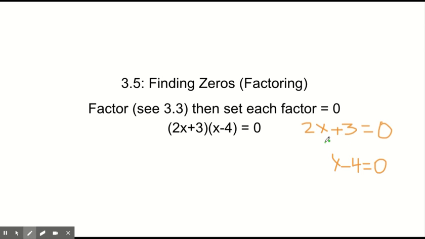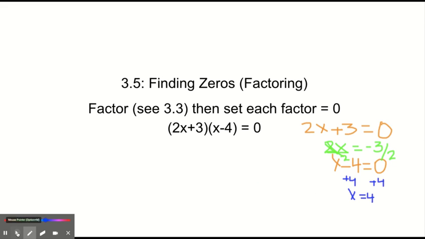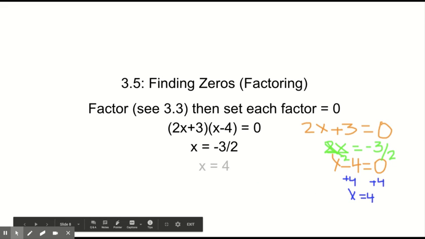So like on this one, I would subtract the 3 to the other side. 0 minus 3 is -3. And then I would divide by the 2. So I would end up with negative 3 halves. And down here, I would just simply add 4 to both sides. And 0 plus 4 is 4. Negative 3 halves and 4.